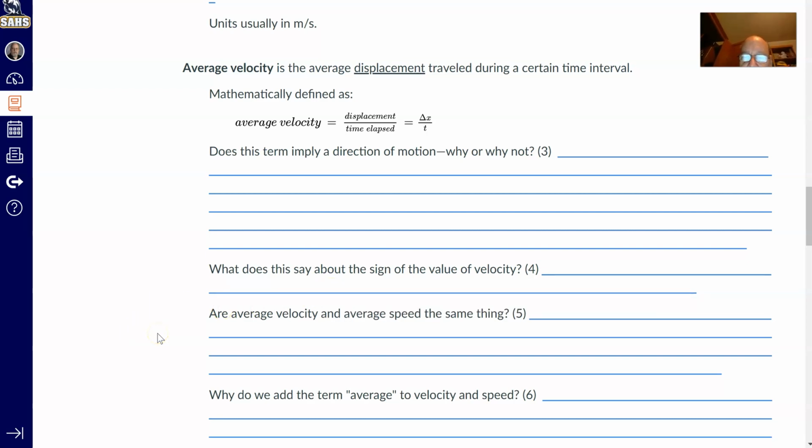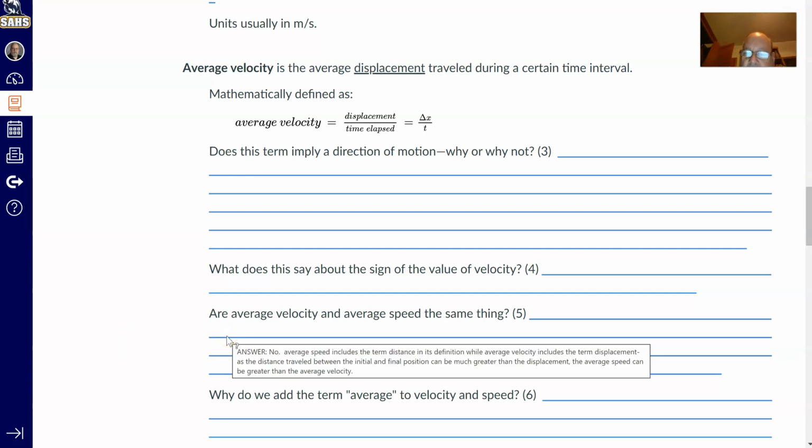Are average velocity and average speed the same thing? Obviously, they're not. And here's what I want you to say to that. The answer is no. Average speed includes the term distance in its definition, while average velocity includes the term displacement. As the distance traveled between the initial and final position can be much greater than the displacement, the average speed can be greater than the average velocity. Okay, so go ahead and pause the video while you're writing that down, and then I'm going to go ahead and continue on.